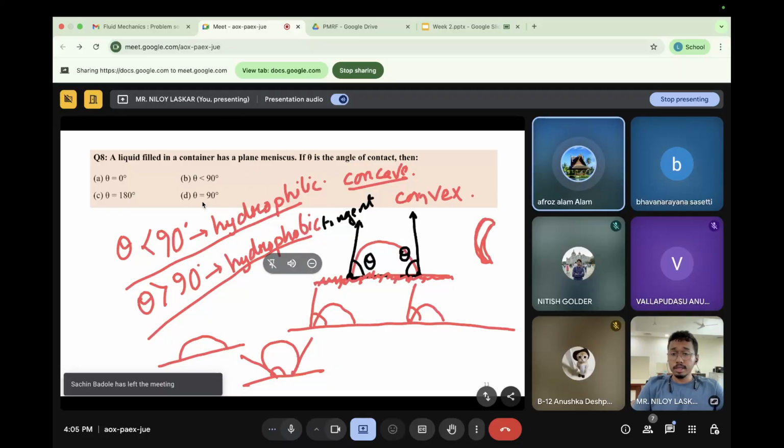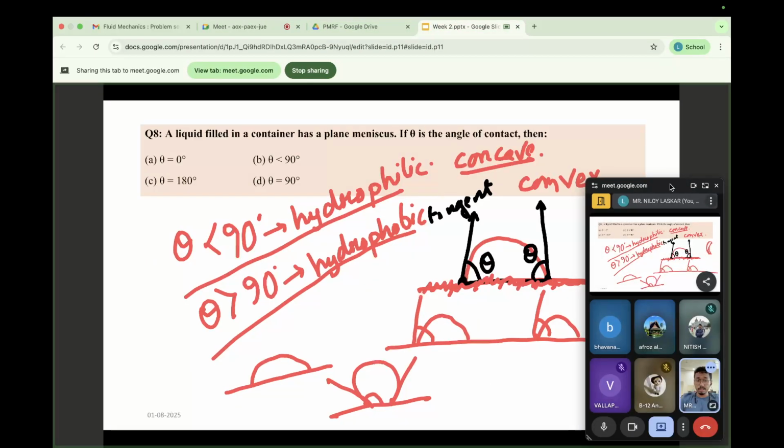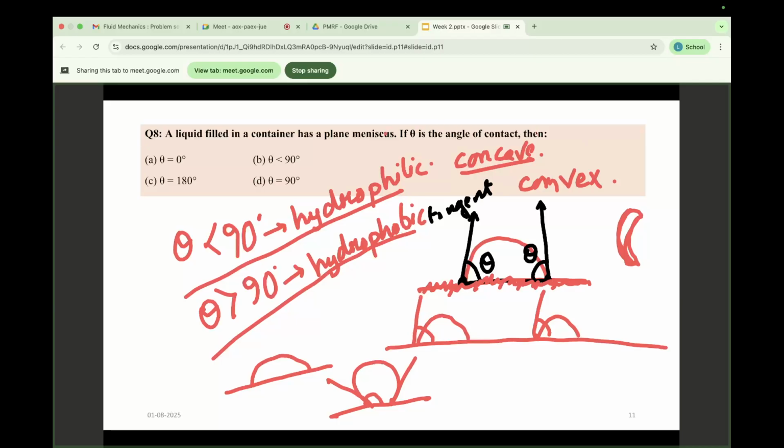Here it is plane. I just forgot about this answer. See, it is talking about this plane. Say it is a plane meniscus. Plane meniscus means, if theta is 90, then it's a plane meniscus. So theta is 90 means the droplet that is forming here, the angle is 90 degrees. So that's why it is option D.